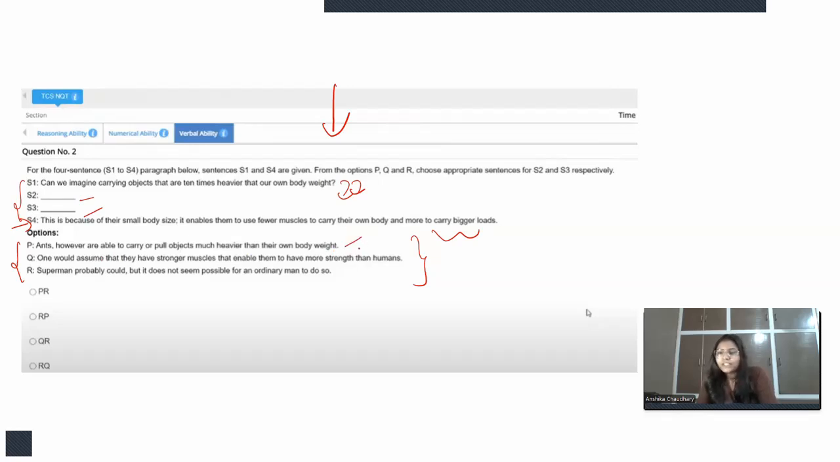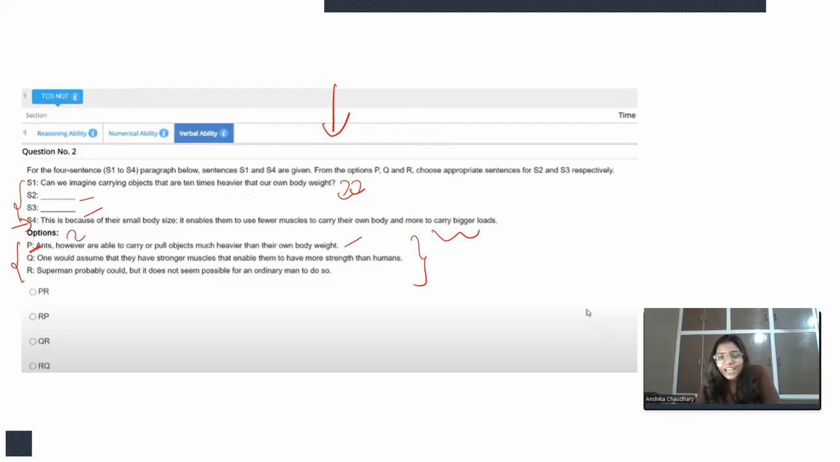See, this can possibly be the next statement, but the thing is it is something contradictory to something, right? Because we are using however, that means we have said something, then we are saying however. So it is something contradictory. So before this, there should be something. That means there should be either Q or R, right? Now, if we see, can we imagine carrying objects that are 10 times heavier than our own body weight?